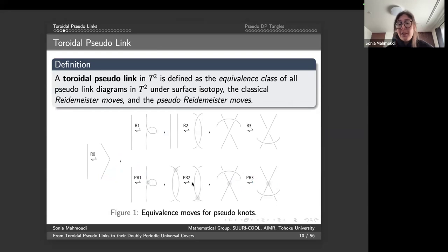So we have obviously some kind of equivalence relation on the diagrammatic level, which uses an extended set of Reidemeister moves. Here we have the classical R1, R2, R3. R0 will represent a planar or surface isotopy, depending on the surface we are on, here obviously the torus. And we have three additional moves, PR1, PR2, PR3, that also give us equivalence moves in the case that we are playing with this pre-crossing. So an equivalence class of toroidal pseudo-link diagrams would be called just a toroidal pseudo-link.